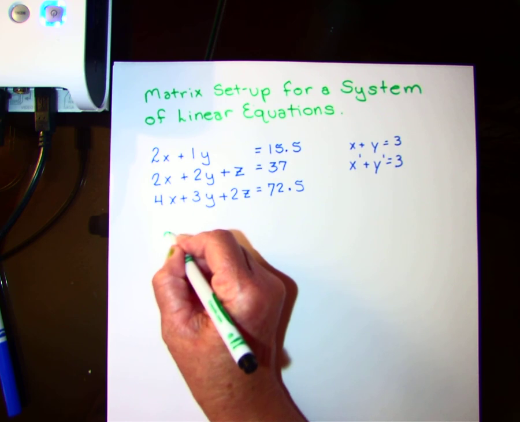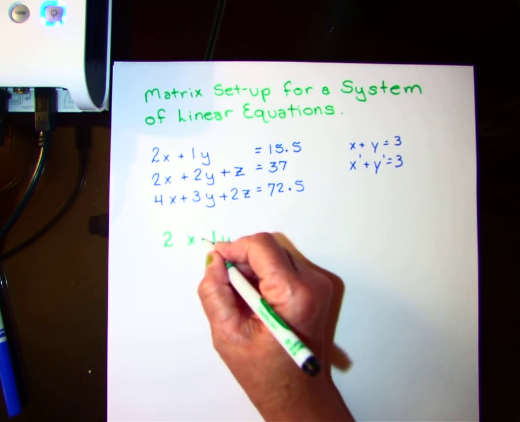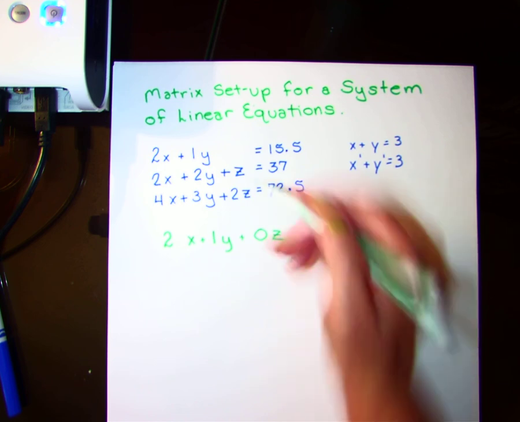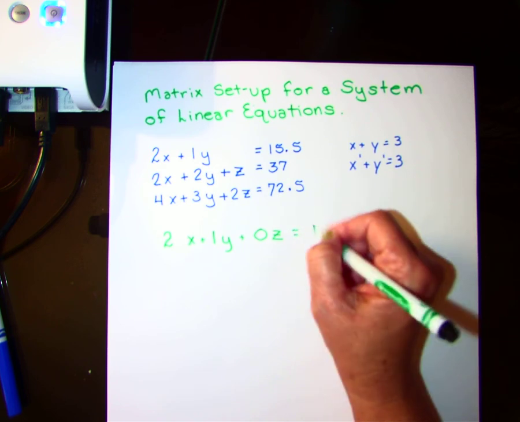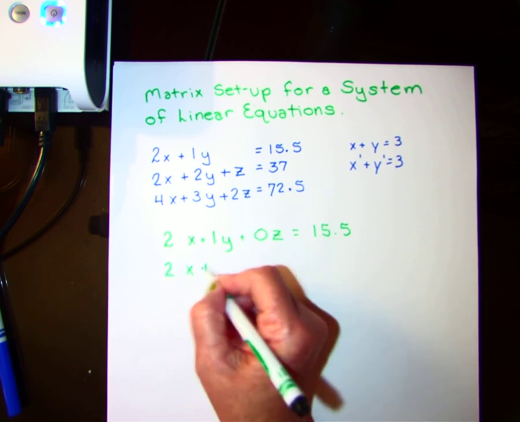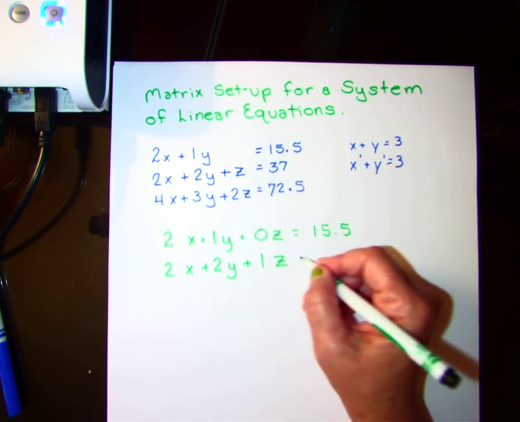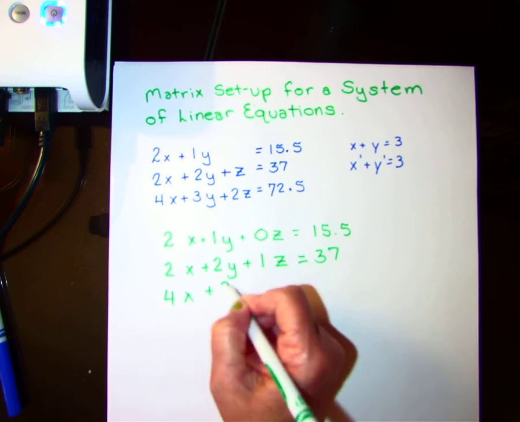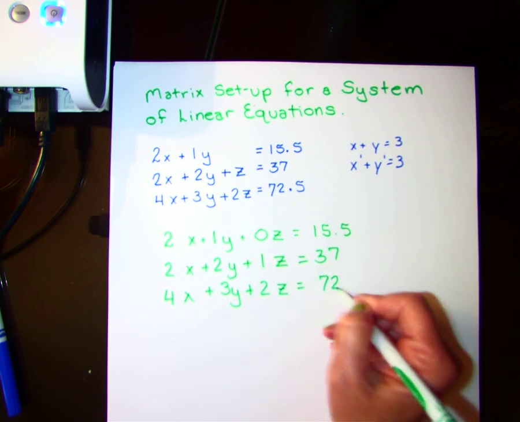If I rewrite this, I'm going to write 2x, 1y, and plus 0 z's, because I want them all to have the same variables, and there's no z here, so I'll just do 0 of them, equals 15.5. 2x plus 2y plus 1z, because I have just 1z, equals 37. And 4x plus 3y plus 2z equals 72.5.